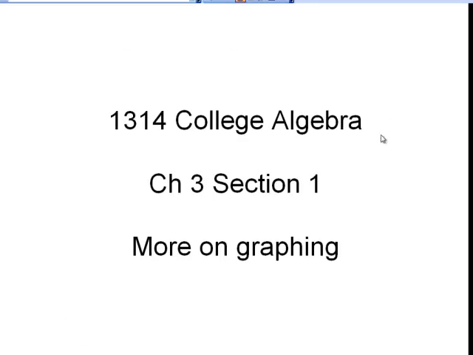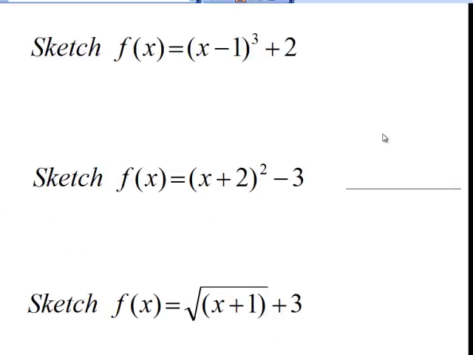Okay, this is section 3.1, which is more on graphing, continuing what we learned in chapter 2. Okay, suppose you want to sketch x minus 1 cubed plus 2. Now the minus 1 is going to move it right, the plus 2 is going to move it up. So you're going to move right 1 and up 2 from 0, 0. So here's 0, 0, right 1, up 2. So there's your new dot, and then you are drawing a cube.